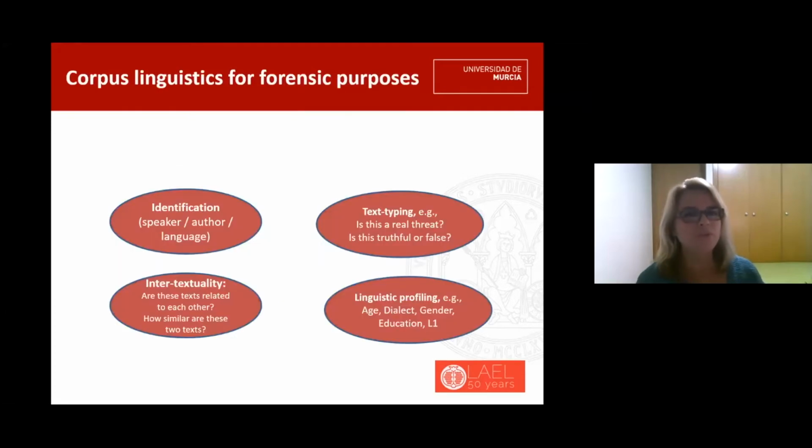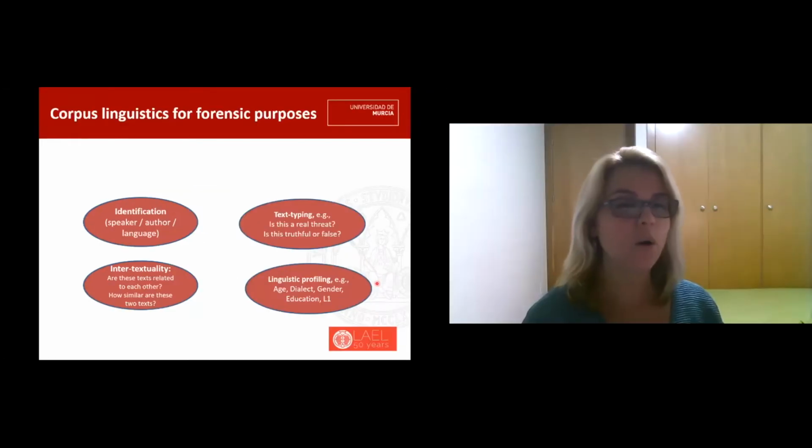As a general rule, forensic linguistic issues are framed within one of the 4 categories of inquiry in investigative and legal settings, what we call the 4 corners of forensic linguistics. Number 1 would be the identification of author, language or speaker, then intertextuality or the relationship between different texts, text typing or classification of text types such as threats, suicide notes, or predatory chat, for example, and linguistic profiling to assess the author's dialect, native language, age, gender, and educational level, for example.